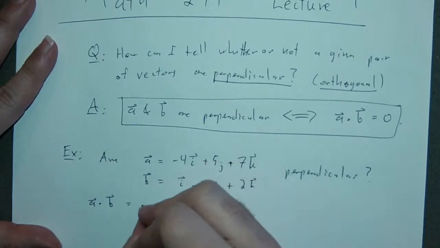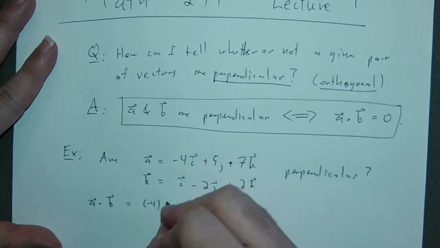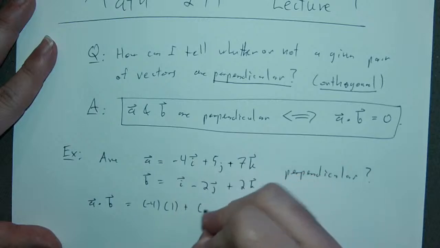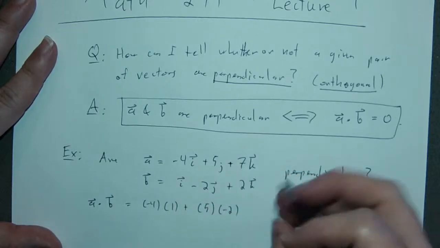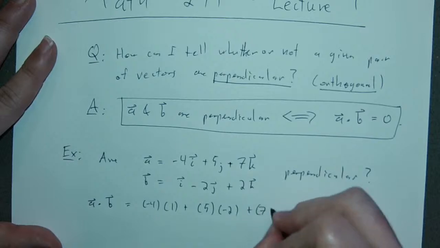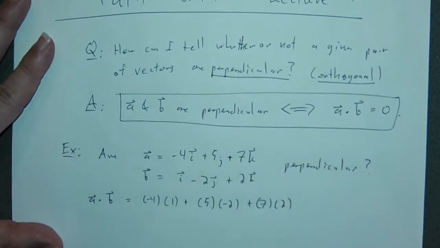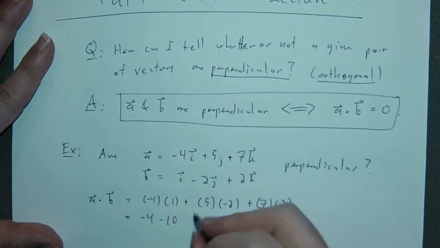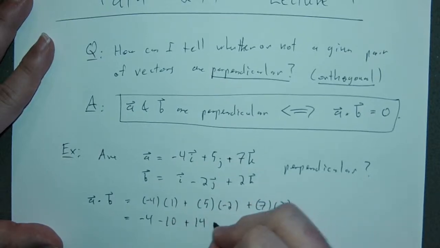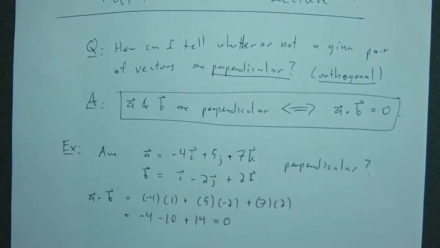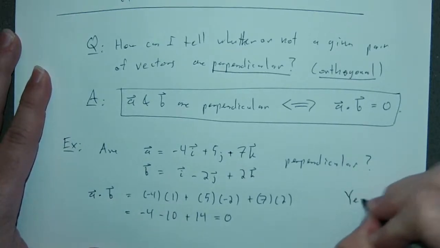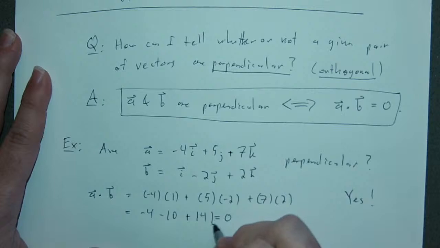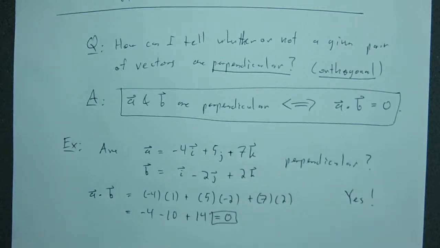If I dot A and B, what's the result? This is minus 4 times 1 plus 5 times minus 2, plus 7 times 2. So this is minus 4 minus 10 plus 14. So this dot product is equal to 0. So the answer is yes. These two vectors are in fact perpendicular.